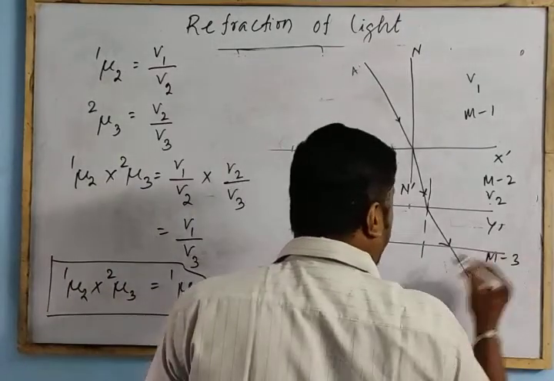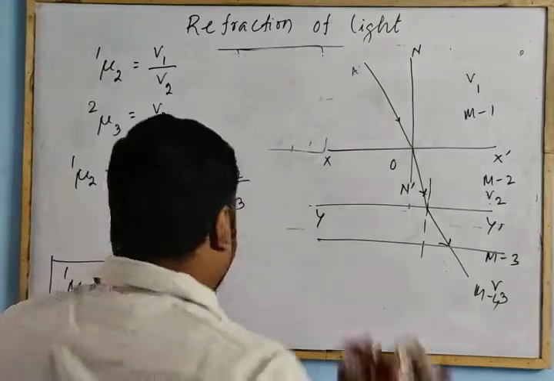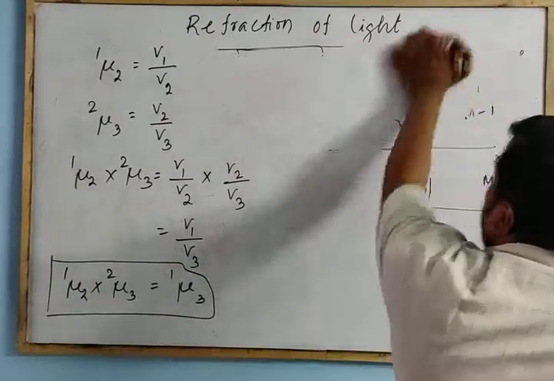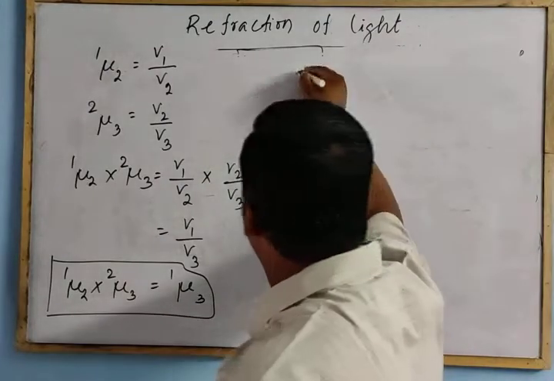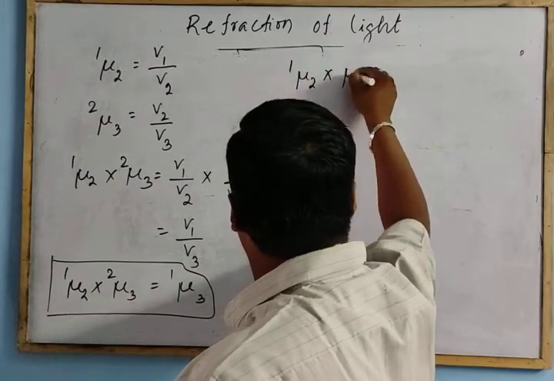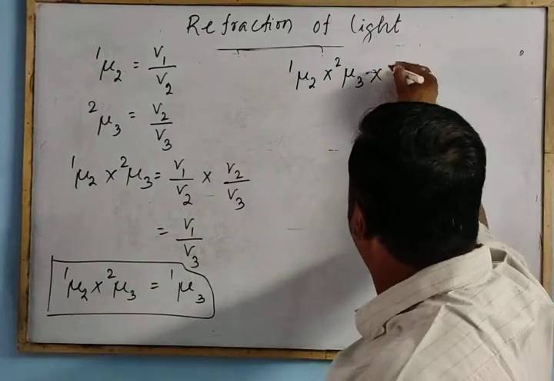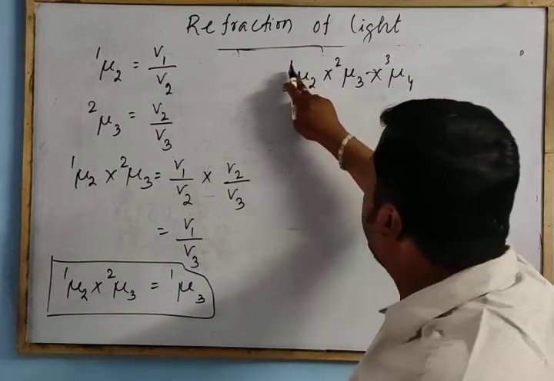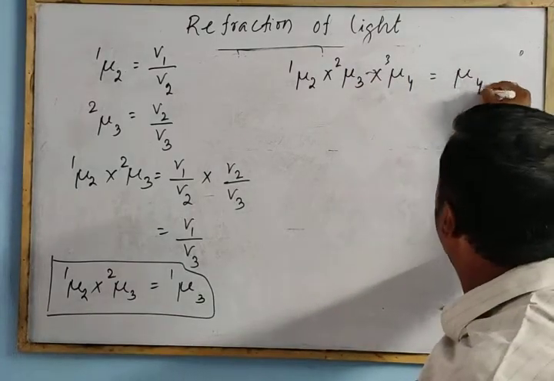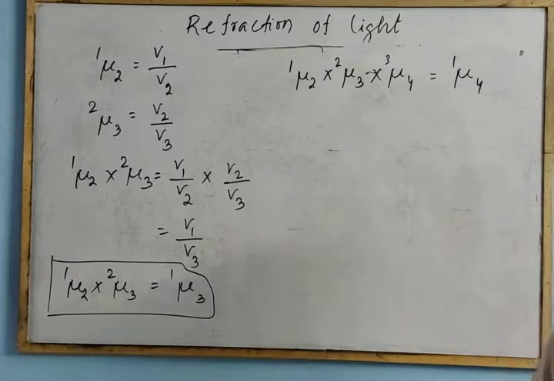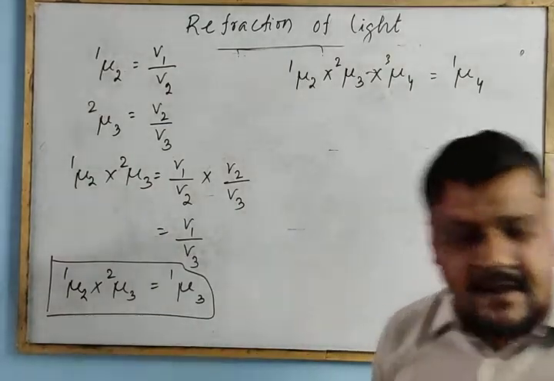Similarly, if another medium is there, a fourth medium, M4, then the simple thing is, see how I write the relation. For fourth with respect to 1, there are multiple refractions, there are 4 media. Then you can write the relation like this: refractive index of 2 to 1 into refractive index of 2 to 3, into refractive index of 3 to 4. So the ray is traveling from 1 to 2, 2 to 3, 3 to 4. That we can write as 4 with respect to 1. This is relating the refractive index of different media.